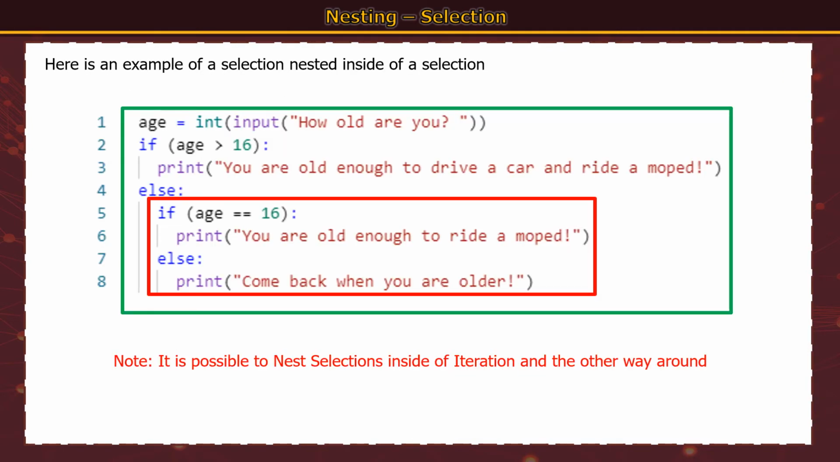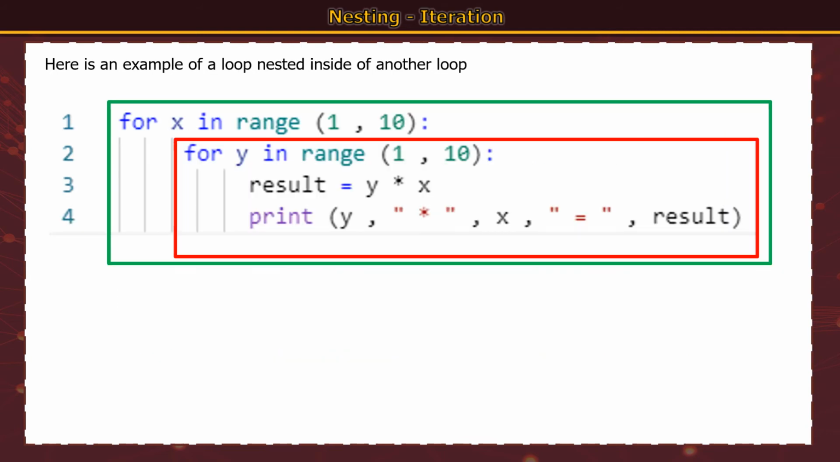You need to be familiar with nesting. In this example here, I have an if statement that has been nested inside of another if statement. It's also possible to nest selections inside of iterations, iterations inside of selections, iteration inside of iteration, or in this example, selection inside of selection. Following on from that, here's an example of a loop nested inside of a loop.